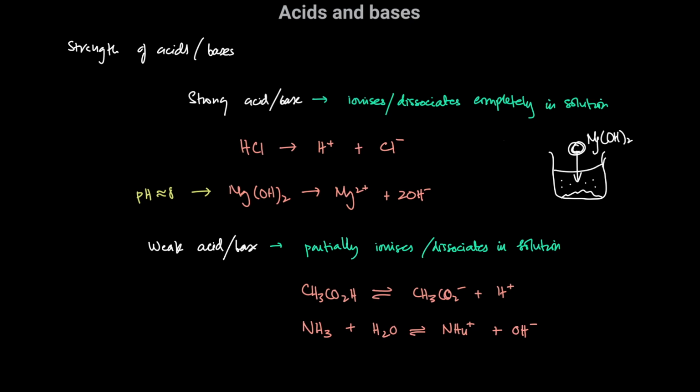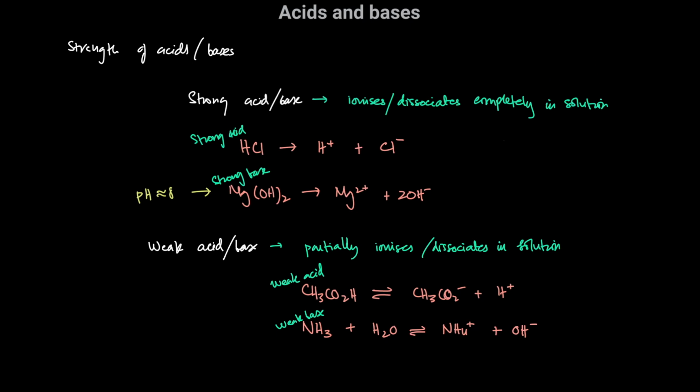So here HCl is an example of a strong acid. Magnesium hydroxide is a strong base. Ethanoic acid is an example of a weak acid, and ammonia is an example of a weak base.